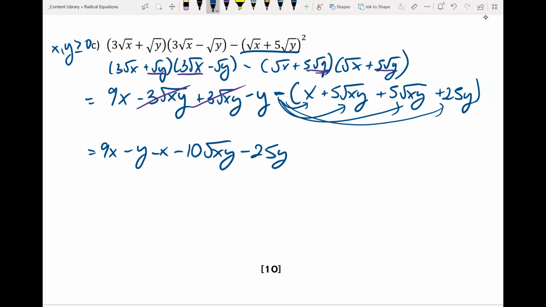And then lastly, I'm going to collect my like terms. So we have 9x minus x, which is 8x. We leave the 10 root xy alone, and then we have negative y minus 25y, which is negative 26y.